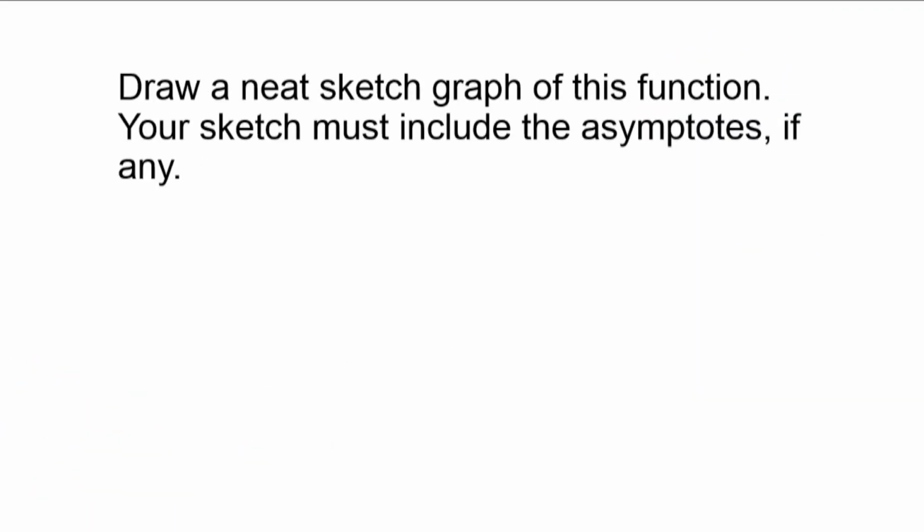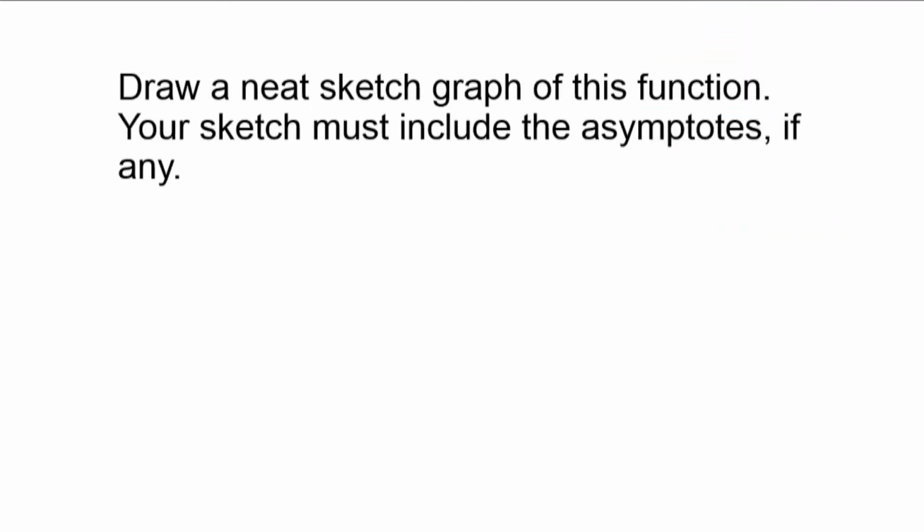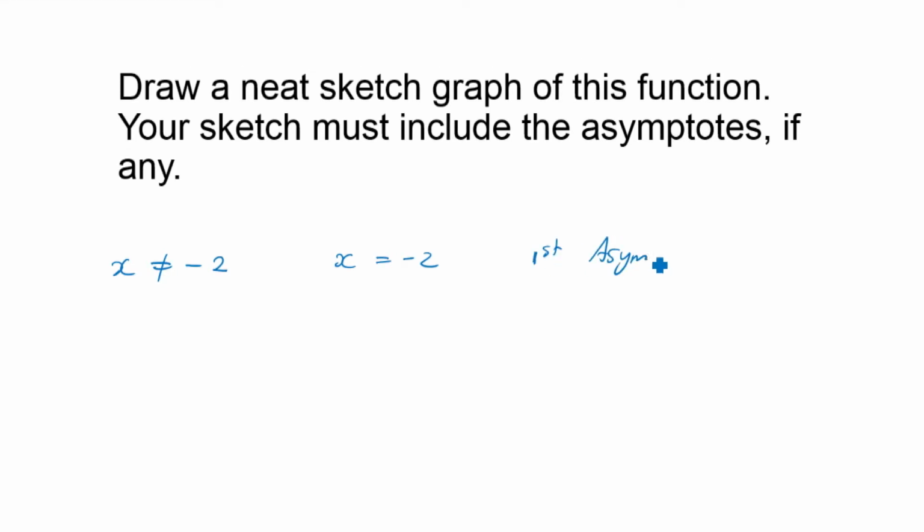Draw a neat sketch graph of this function. You must include the asymptotes, if any. So let's go back to the info that we have. We know one asymptote over here: x cannot be minus 2, so it means the asymptote is at minus 2. From the axis of symmetry, we're going to find the other asymptote. And the third bit of info is going to tell us which quadrants we're going to draw our function in. Let's start with the first one. x equals minus 2 is the first asymptote.